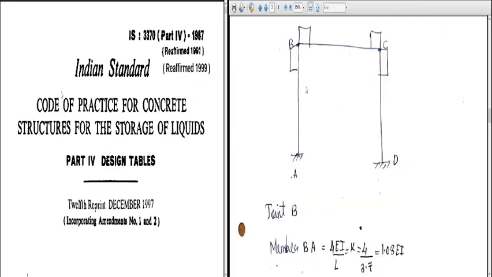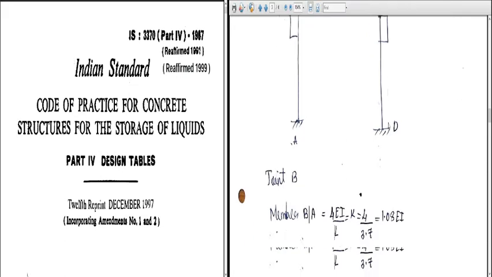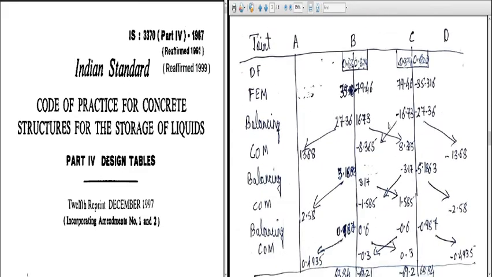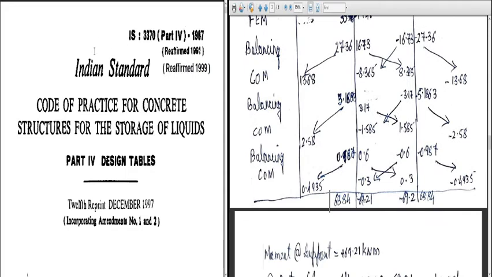So this is a diagram. From B to A it will go, B to C it will go, and C to A, B will go, and C to D will go. So let us see. Carrying over, half of this movement will be carried over to A, half of this to C, from C to B, and this. So again we are left with this.